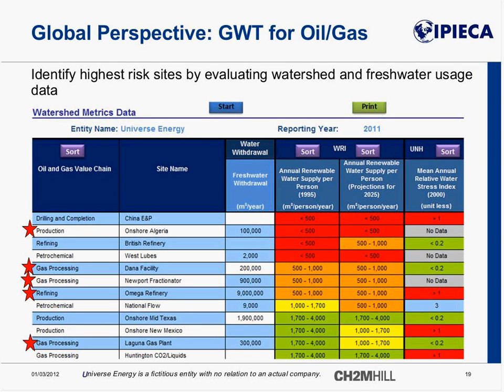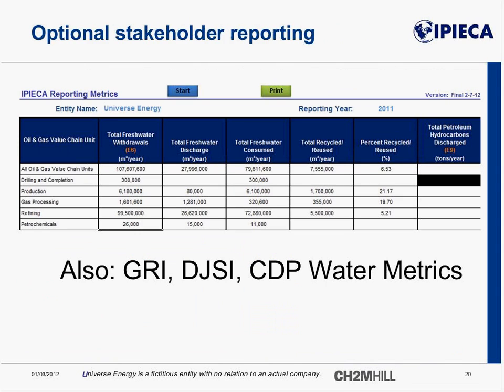So these are the sites that we looked at and said, okay, they use the most fresh water and they have the greatest external stress. These are sites that we know we need to look at in a more in-depth fashion to make sure that we're managing our impacts and risks well, and see if there's action that we should reasonably take to improve the situation.